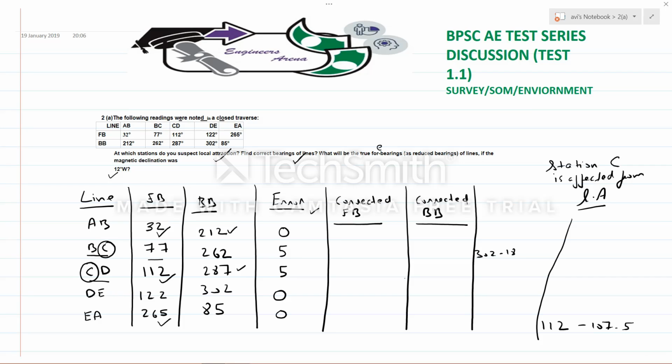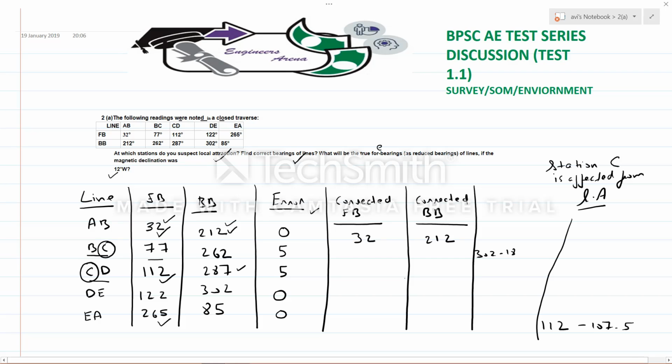So based on this, now we must calculate the corrected fore bearing. That is the correct fore bearing of line AB. The fore bearing of the line AB will remain the same, and the back bearing will also remain the same, because stations A and B are free from local attraction. So for stations A and B, this will be 32 and this will be 212. No problem in this. And over here, what did we find?